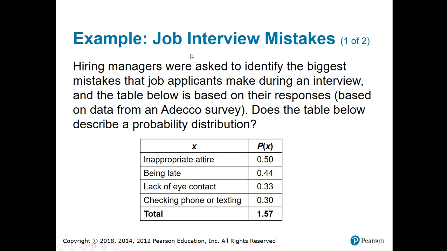Job interview mistakes. Go to a job interview. You might make a mistake, or two, or three. I've made a few myself.